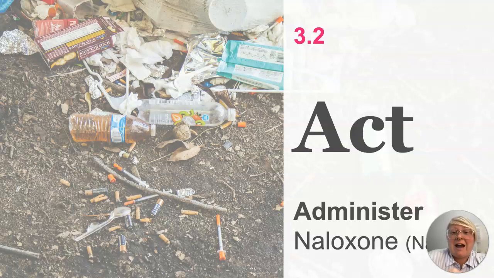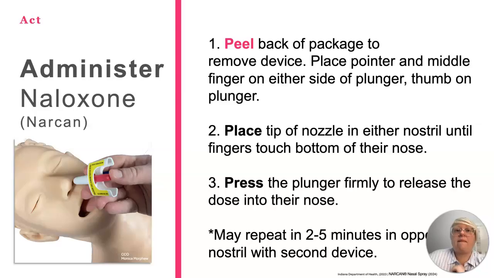The next step in ACT is to administer naloxone or Narcan. To administer naloxone, you will have your naloxone nasal spray. It looks like this. Peel back the packaging. Place your pointer finger and middle finger on either side of this plunger, and your thumb on the bottom of the plunger.